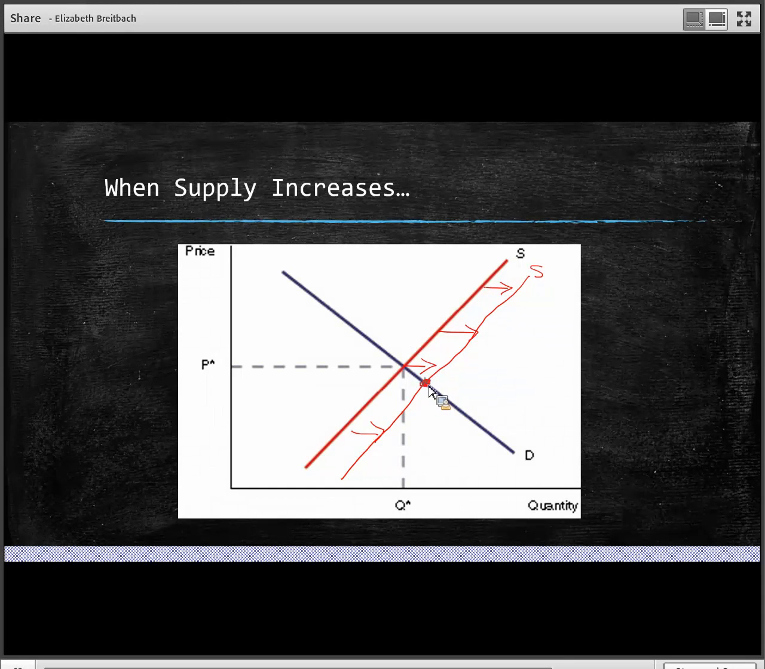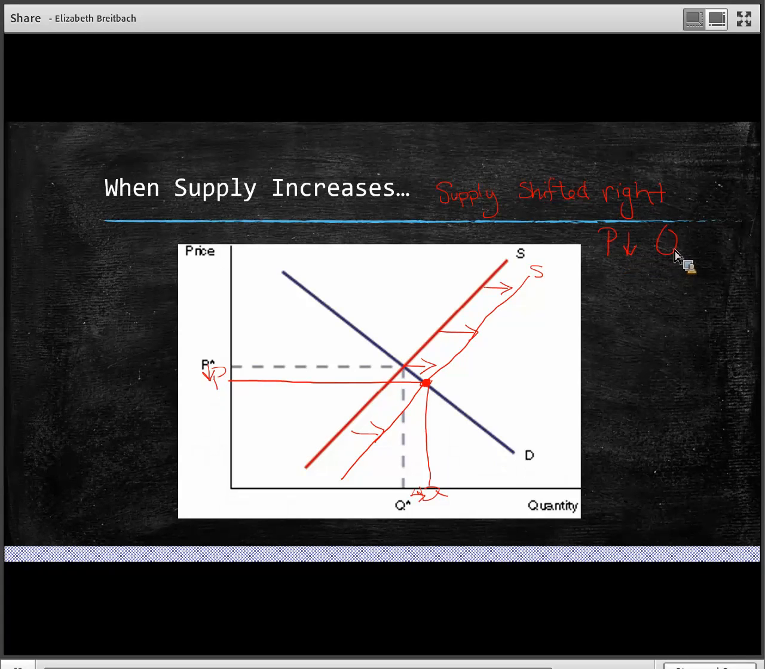Our new equilibrium when supply is increased, or that supply curve shifted to the right, we have a new equilibrium price that is lower than our initial equilibrium and a new equilibrium quantity that is greater than our old equilibrium quantity. So a supply increase causes a price to fall and a quantity to increase.